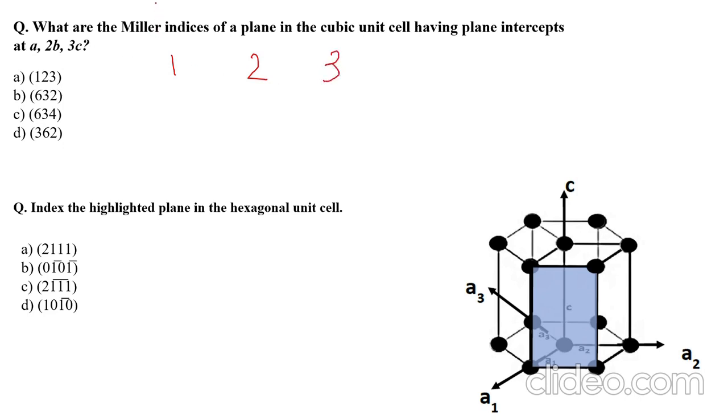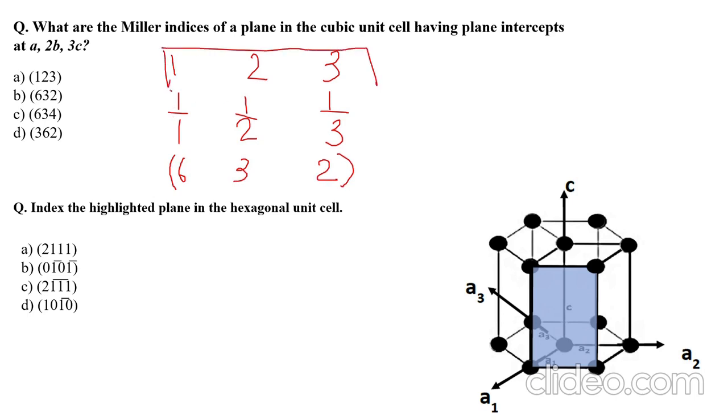So how do we calculate the Miller indices? We take the intercepts, we take their reciprocals one by one, and then we find the common factors. So we have 6 as a common factor. We can write 6, 3 and 2. So this is the Miller indices for a plane that was having intercepts of 1, 2 and 3. So the answer here will be B. Is it clear?